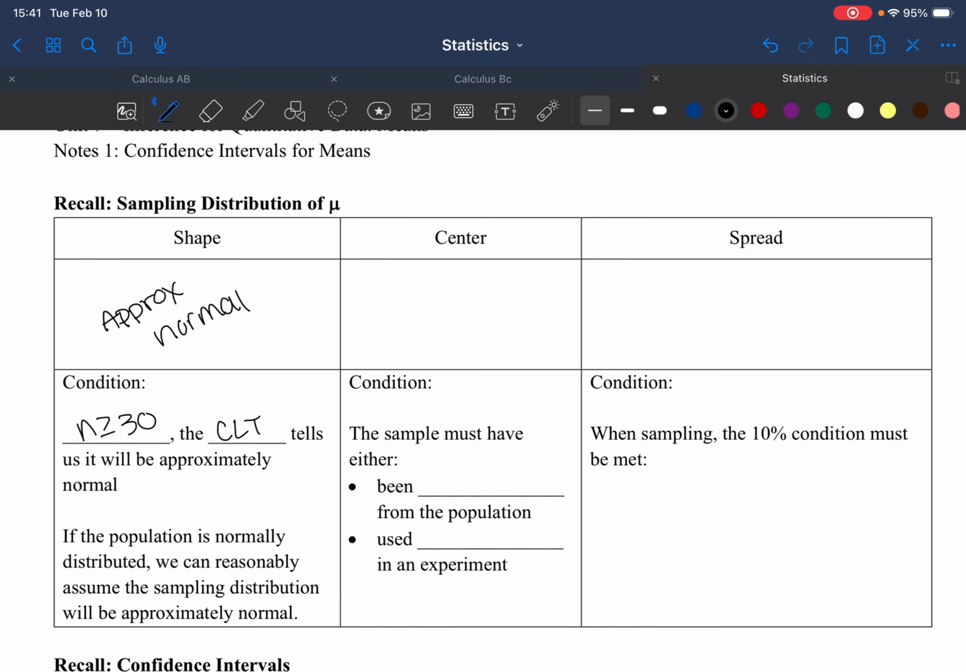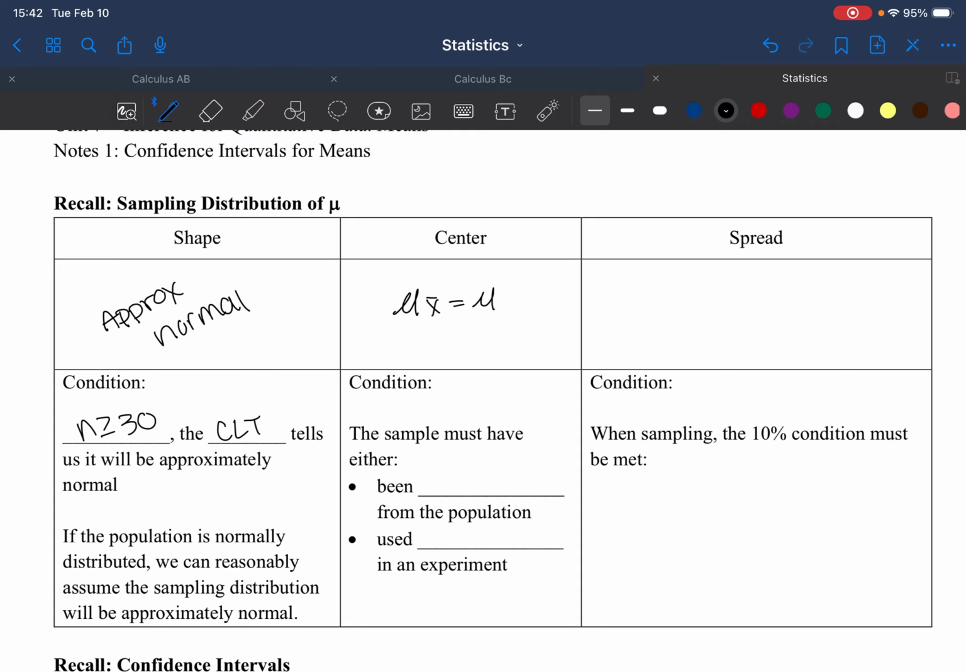Then we know that the C percent is 99%, which tells us that our Z star value is 2.576. Remember, we can calculate that on Desmos using a normal distribution. We know our sample size is 4, X bar is 110, and sigma is 40. Okay, then we move on to our conditions.